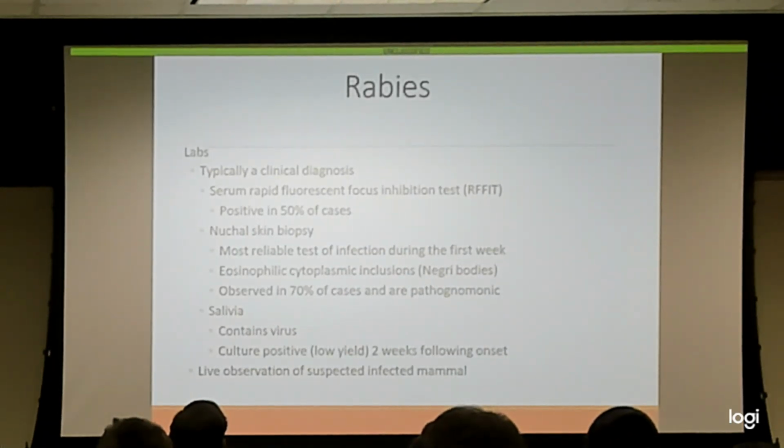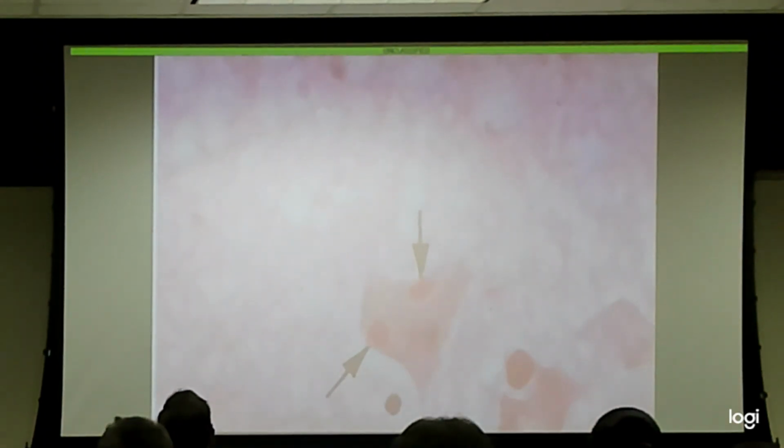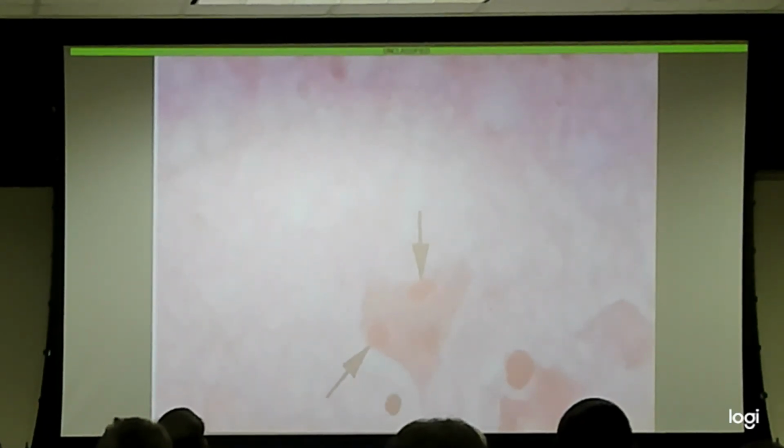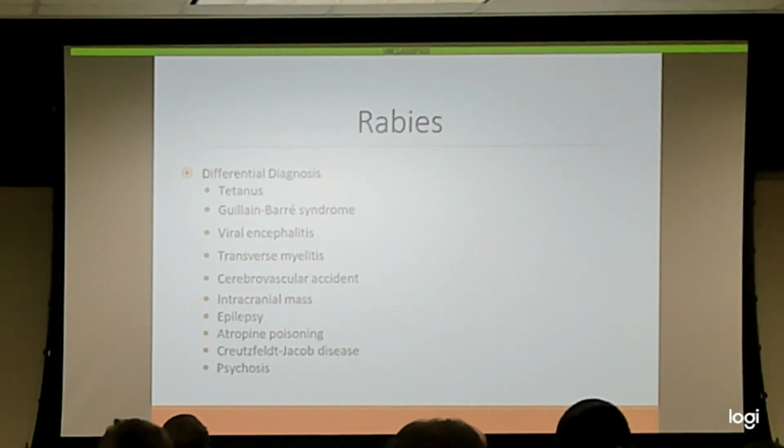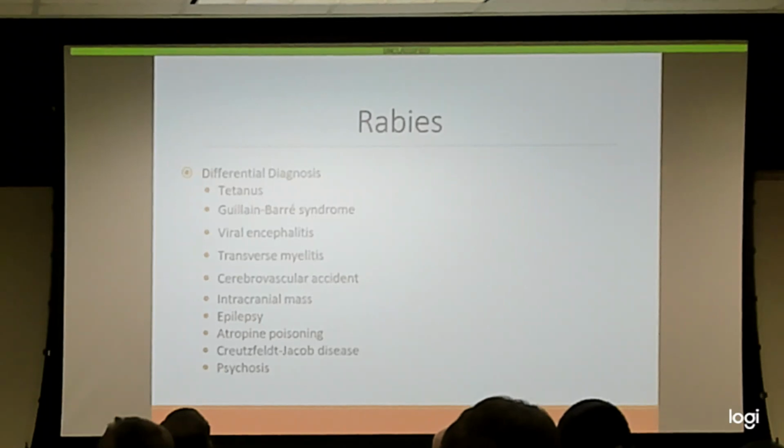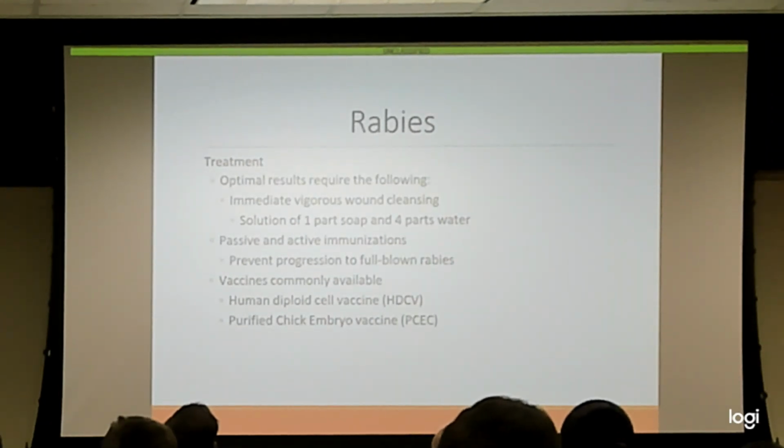And depending upon when you catch it, you can submit the saliva, but it depends on when you catch it. And then, of course, if we can always capture the animal, we'll keep an eye on it for about 10 to 14 days to see if it is or it isn't rabid. Those little black things right there, those are what we call neuron bodies. And that little ghost-looking thing, that is actually a neuron. Okay. Here are some differential diagnoses. A lot of these are neurologic. All right, treatment.